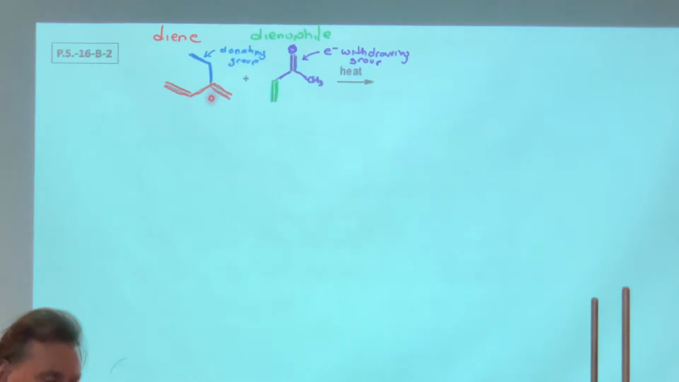Because you want the red to be rich and you want this to be poor. So if you put the purple here and the blue here, there will be no reaction. Very easy. Thank you. All right.